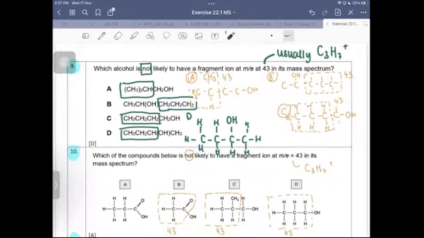For question 9, which alcohol is not likely to have a fragment at mass to charge ratio of 43 in its mass spectrum? The signal or the peak at 43 is usually typical of your C3H7+ fragment, okay? The best way to do this is to draw out these structures and see if there is a fragment that can produce a signal at 43. Fragmentation usually occurs when you break any carbon-carbon bond, okay?